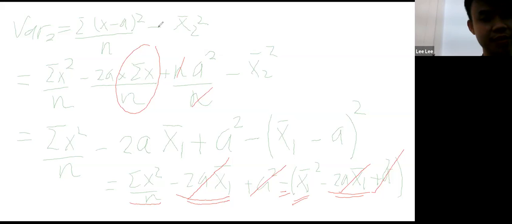Sigma x squared minus x bar 1 square is also a variance formula, right? Which variance is this? Your original variance, right? Your sigma x squared over n minus x bar 1 square, that's your original variance, right? The variance formula that I wrote in the first place just now. You want to take a picture of this?